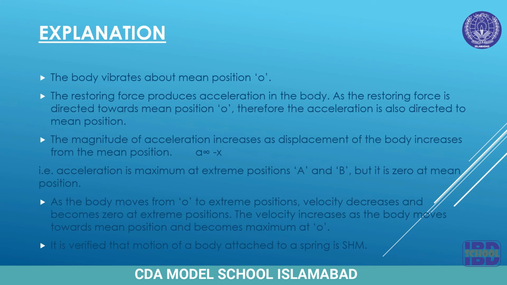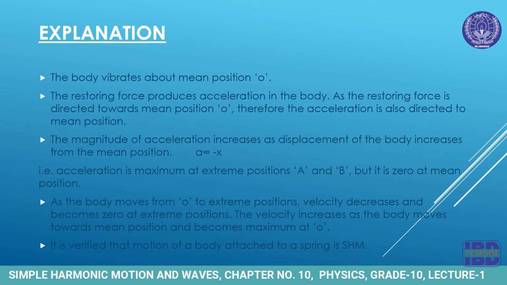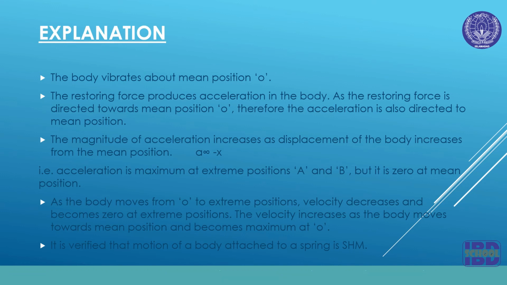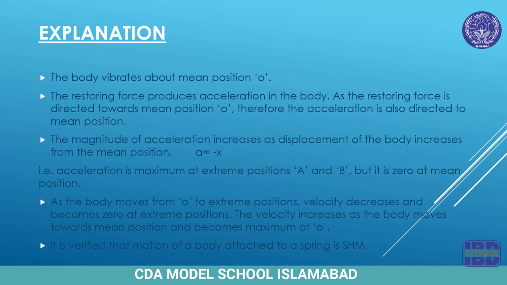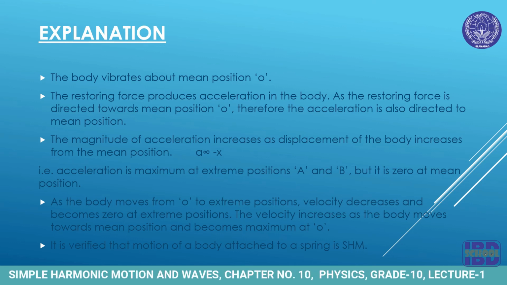Let's see the explanation of the motion of the body which is attached to the spring, which we have just seen. The body vibrates about mean position, which is the first point of simple harmonic motion. So it is fulfilling the first point. The second, the restoring force produces acceleration in the body, as we have seen in the example. As the restoring force is directed towards mean position O, therefore acceleration is also directed towards mean position. So this is the second thing which is fulfilled by the body attached to a spring.